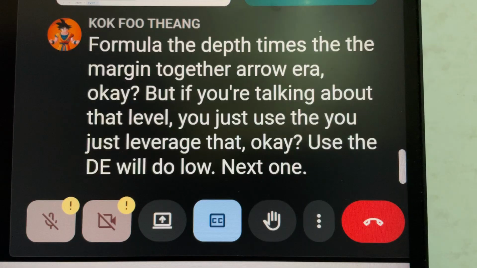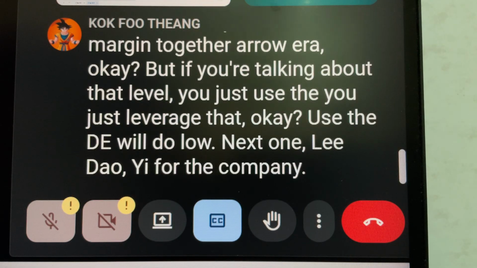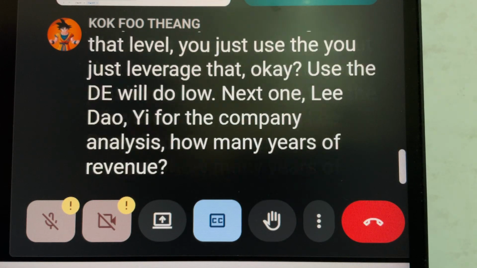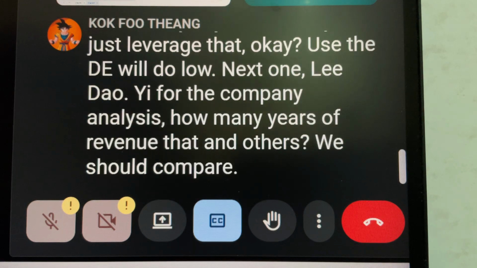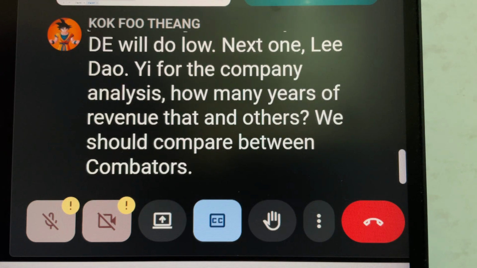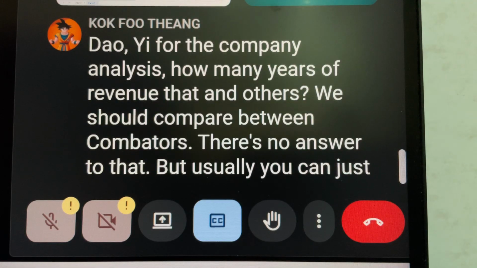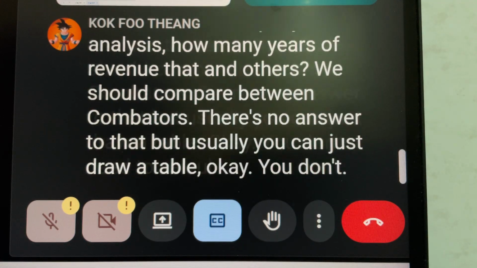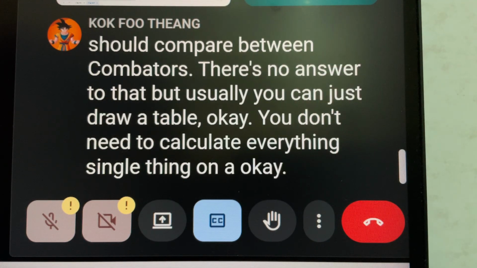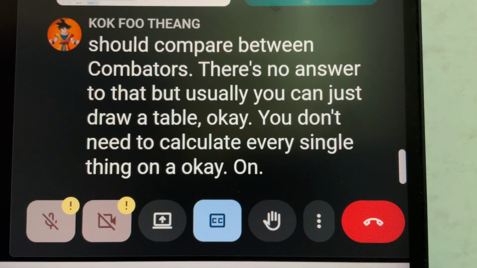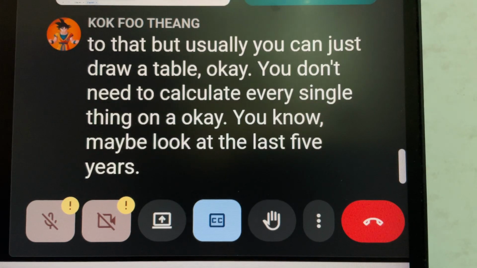Next one, Li Daoyi. For the company analysis, how many years of revenue, debt, and others should we compare between competitors? There's no fixed answer to that, but usually you can just draw a table. You don't need to calculate every single thing. Maybe look at the last 5 years.